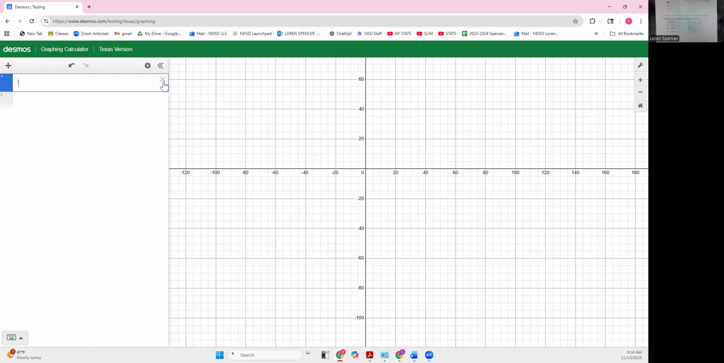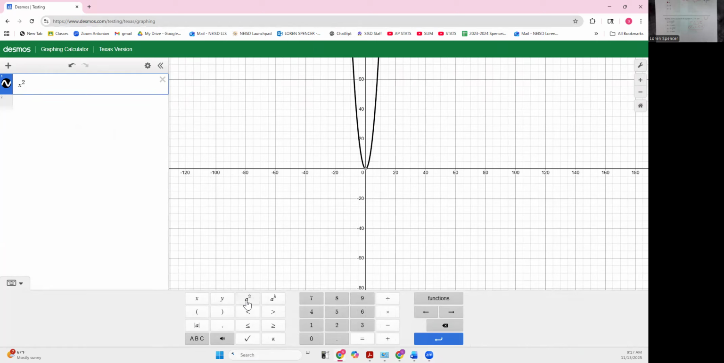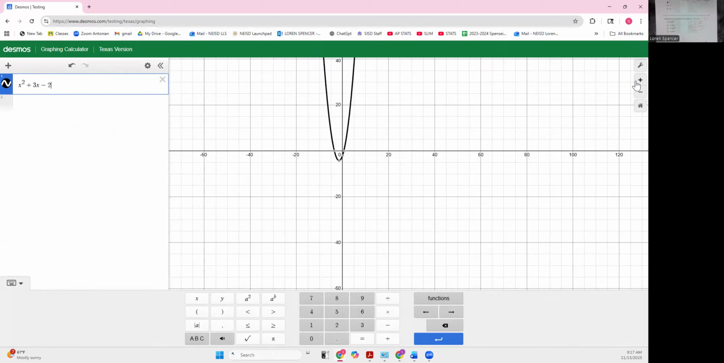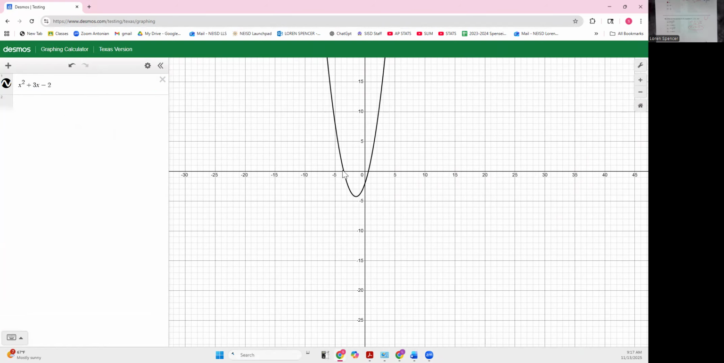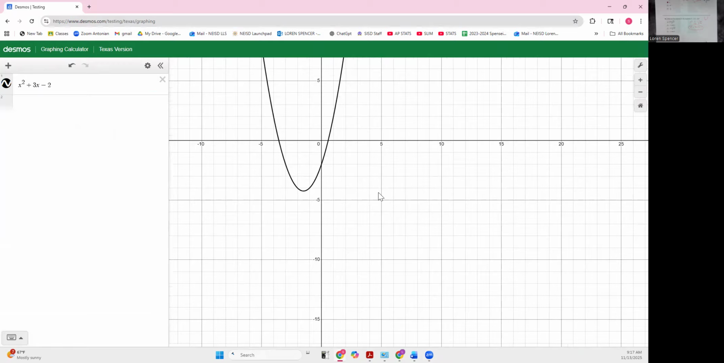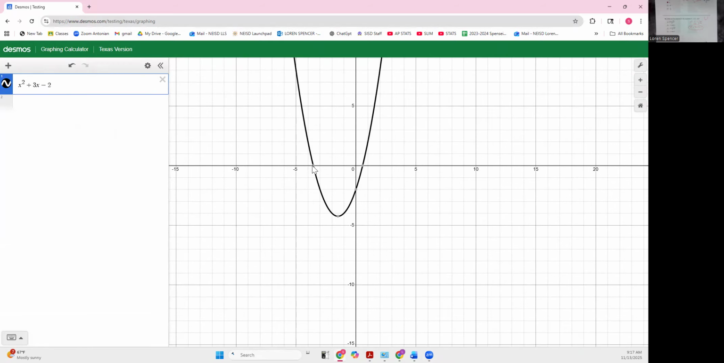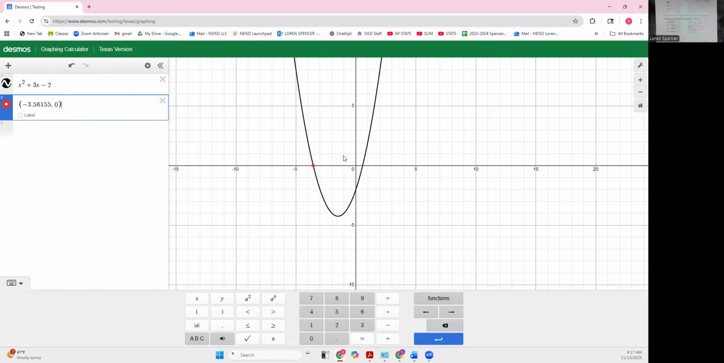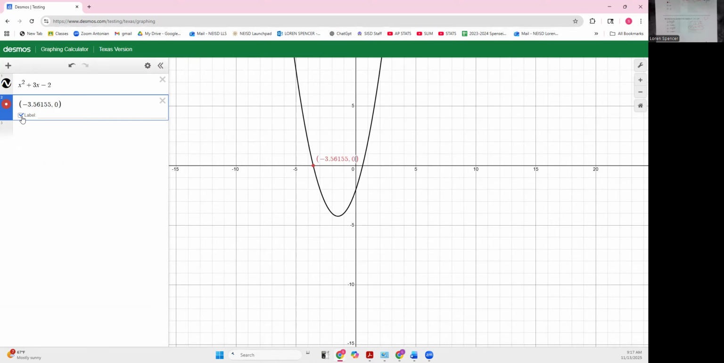So we have x, I put the little keyboard, squared plus 3x minus 2. And we see we're crossing in a couple places. I'm going to zoom in. And that's one. And I'm going to go ahead and have it label it. And this is the other. And I'm going to have it label that.